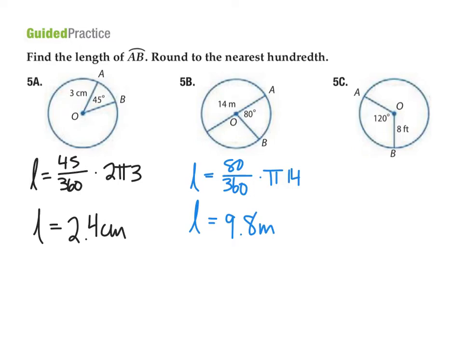And now for the last one here, the length of this arc is going to be 120 divided by 360 times 2 times pi times 8, and that's going to equal 16.8 feet. All right, that is it for today.